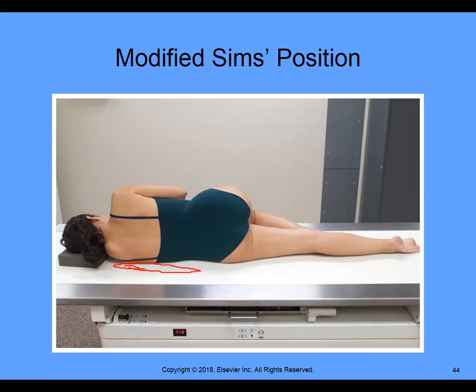This one is a modified Sims. She's almost at a 90 degree here. She's still rotated somewhat forward. This is her right leg. This is her left leg. And her right leg is still crossed over, and the knee is flexed over here. And this type of body position, the modified Sims, is used for rectal exams and also can be used for barium studies when they have to insert an enema tip.